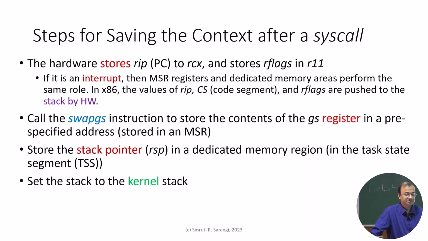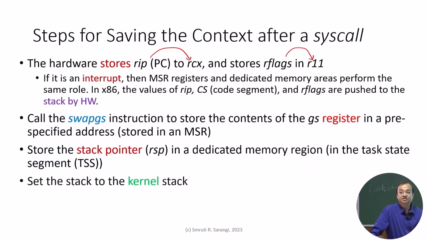So broadly speaking, these are the steps for saving the context after a system call. The hardware will store the PC, the instruction pointer, in RCX, and it will store the flags in R11, and this is done automatically. The reason it is done automatically is because this cannot be done in code. If you do it in code, you have to change the program counter to run the code whose job is to store, but then whose program counter will it store? So the hardware has to do this. Whenever there is a system call, the hardware has to do it.